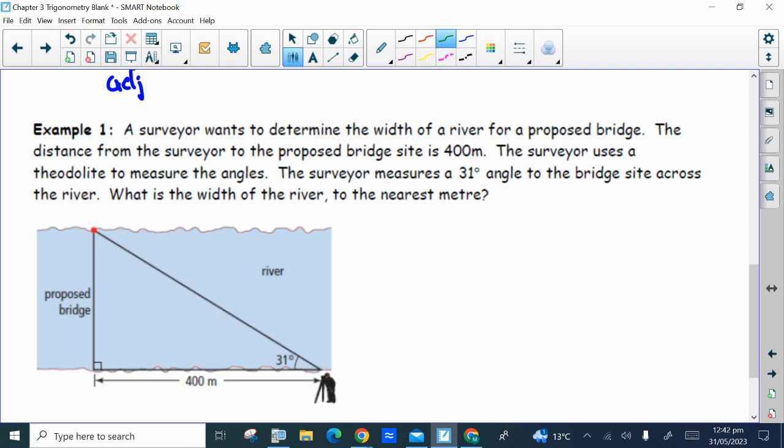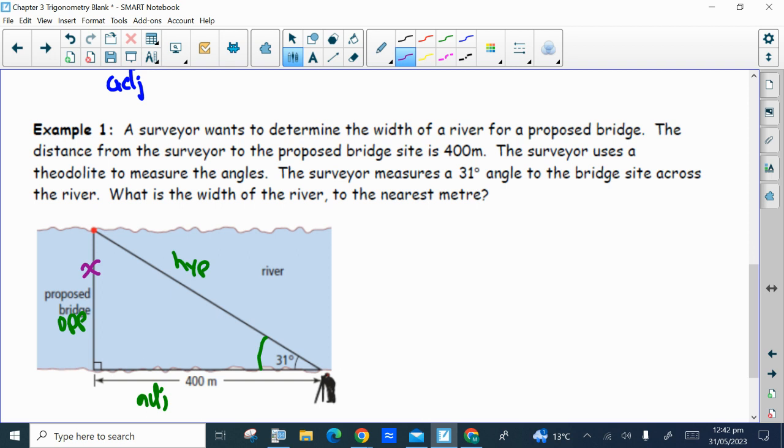So we start by labeling the sides of the triangle. The side across from the right angle is always the hypotenuse. That never changes. Because we've got this angle to be 31 degrees, we're going to use that. The side across from that is the opposite. The third side is the adjacent side. We want to find what the width of the river is, which would be x.